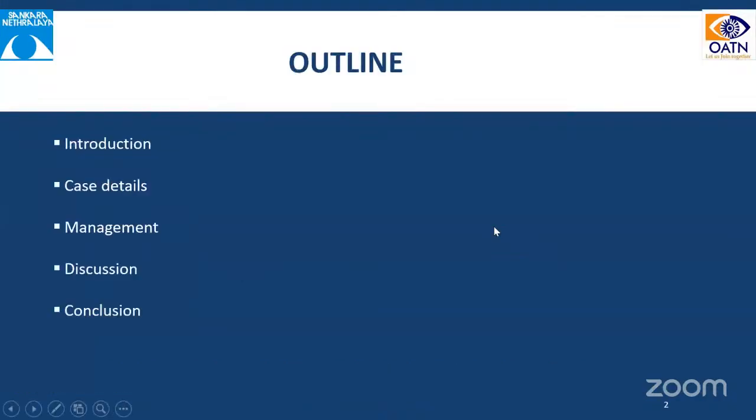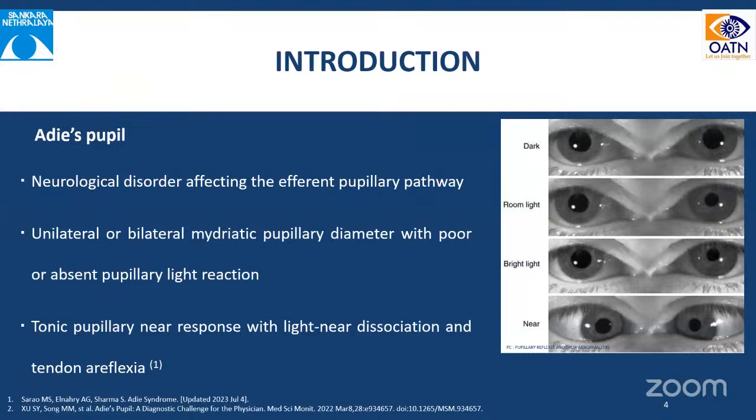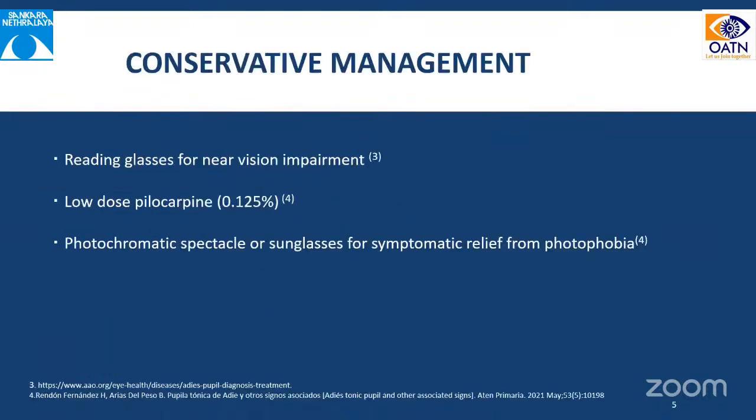So these are the outlines of today's presentation, and these are the abbreviations used. Moving on to the introduction. As we all know, Adie's tonic pupil is a neurological condition characterized by a pupil that is larger in size than normal and which reacts slowly or not at all to light, but constricts during near focusing. These are the conservative management options for Adie's tonic pupil, which include reading glasses, low dose atropine, photochromatic glasses and sunglasses.